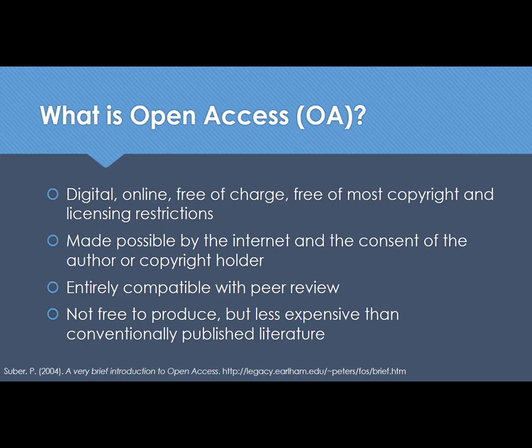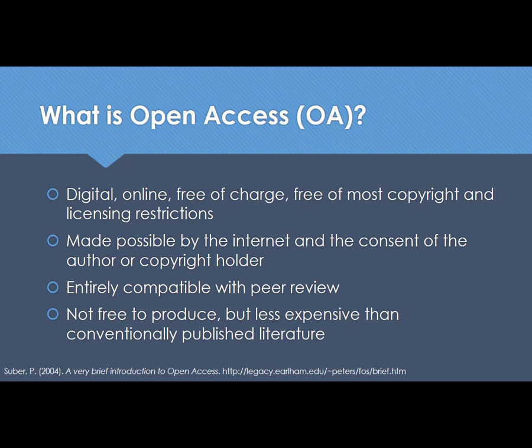Open Access, or OA, is a relatively new scholarly publishing model that aims to make scholarship more widely accessible to both academics and the general public. Peter Suber, in his very brief article, An Introduction to Open Access, characterizes open access scholarship as being digital, online, free of charge, and free of most copyright and licensing restrictions. OA is made possible by the Internet and the consent of the author or copyright holder, and it is entirely compatible with peer review. OA publications are not free to produce, but they are less expensive than conventionally published literature.